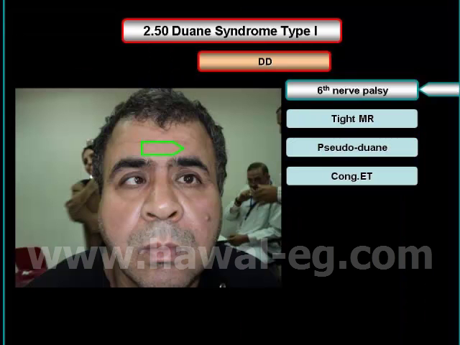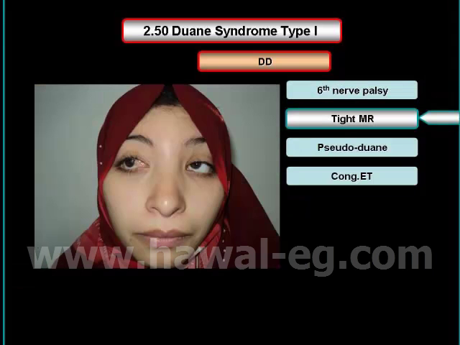Duane syndrome type 1 has 4 differential diagnoses. Sixth nerve palsy, where there is limitation of abduction. In cases of tight medial rectus, after previous resection, this will limit the abduction.